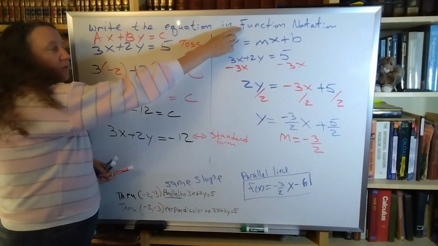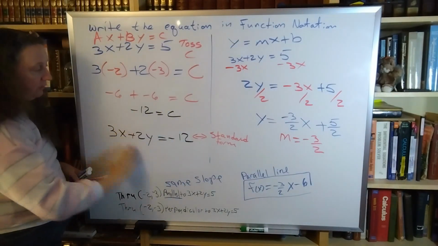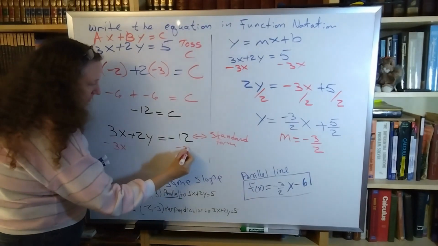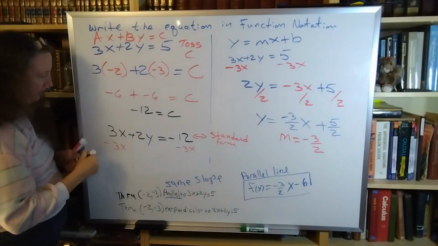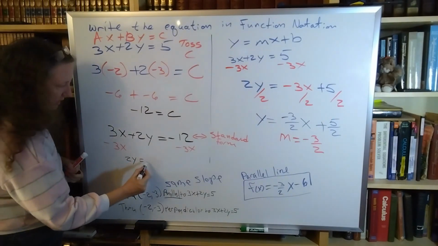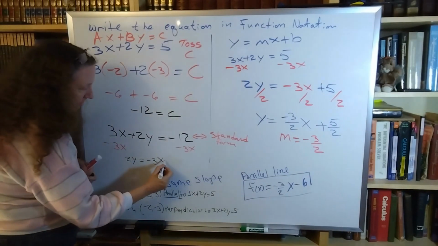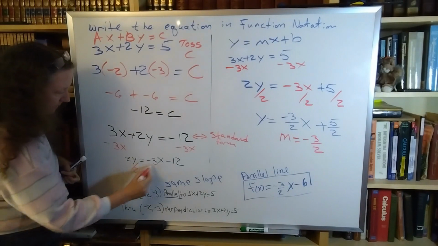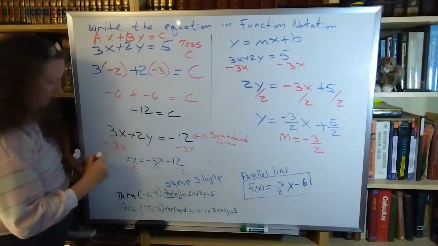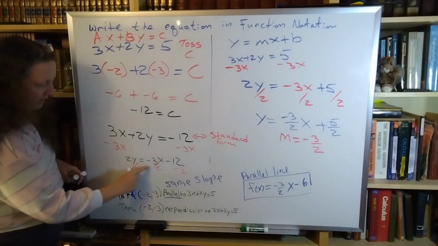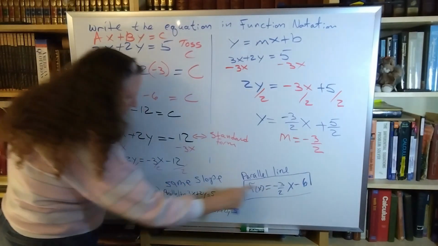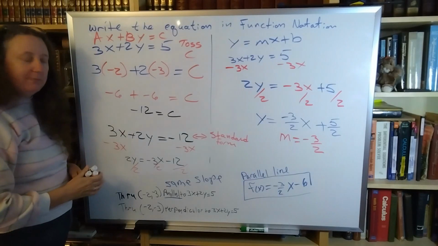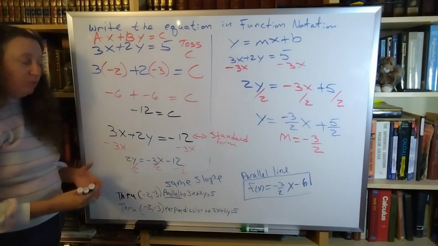But we're being told instead to write it in function notation. So now I have to solve this for y, which means I have to subtract my 3x. So that is giving me 2y equals negative 3x minus 12. And then I have to divide the 2 over. And I get y equals negative 3/2 x minus 6. Same thing. So it does work out.